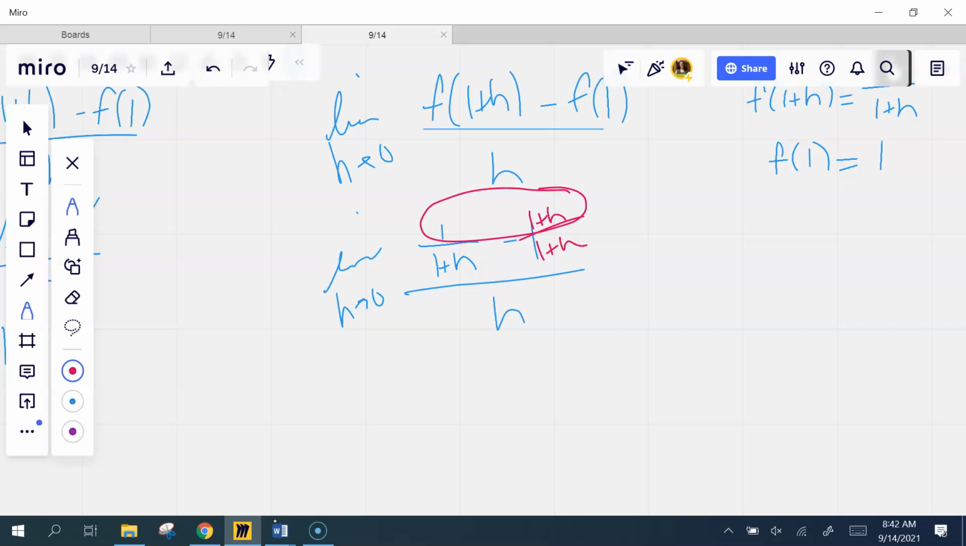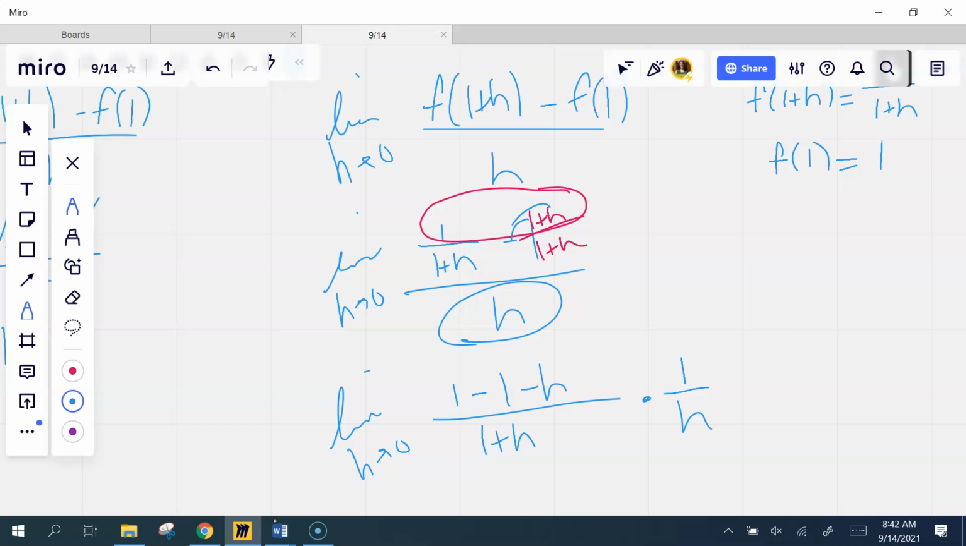So up here, I end up with the limit as h goes to 0 of 1 minus h, because this negative has to go through here, right? It's got to distribute over 1 plus h, but hang tight because I still have this h in the bottom, so I'm going to multiply by 1 over h.